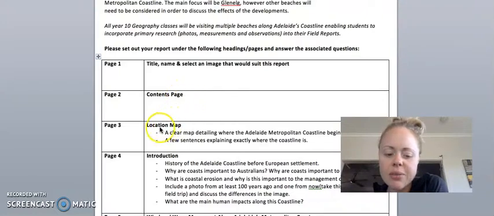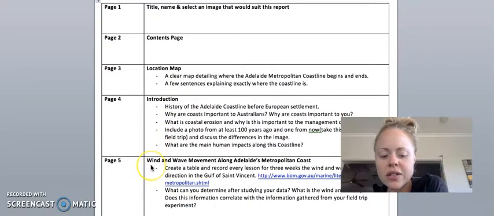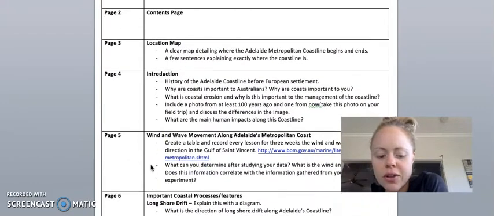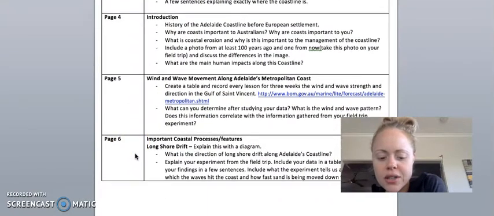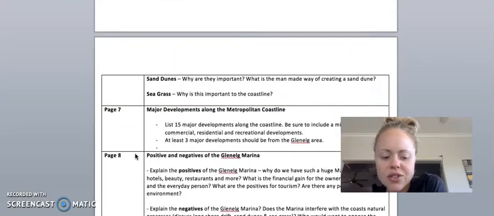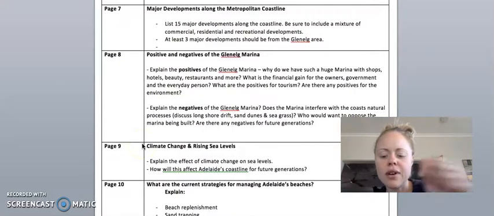So that's as simple as going through this and saying, right, on page one, because obviously you're not going to say page one, front page, page two, contents page. You'll probably end up saying page one is your location map, page two is your introduction, page three, wind and wave movement along Adelaide's metropolitan coastline, page four, important coastal processes and features, and so on. So it's just really copying what is already there.